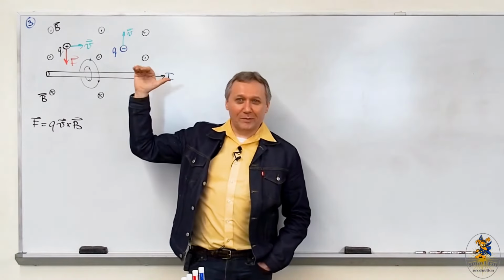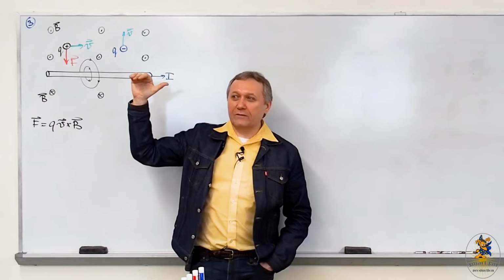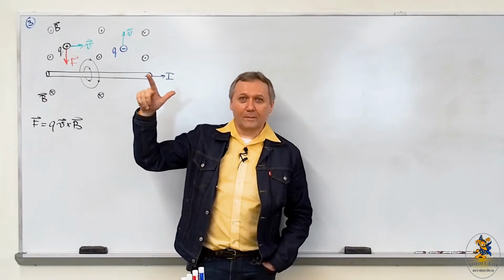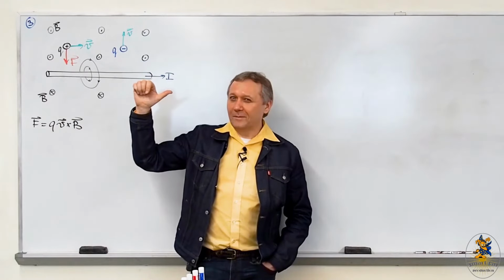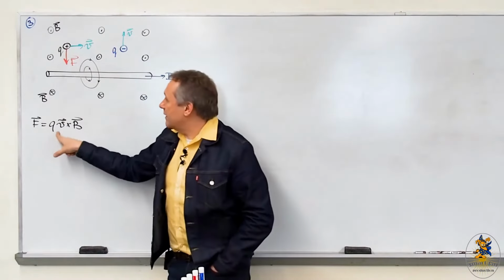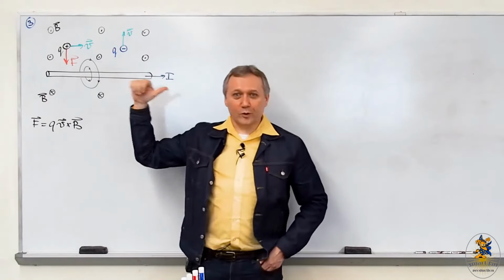V cross B. So what's the direction of the force eventually? So left. V cross B is to the right. You're right. V cross B that way.